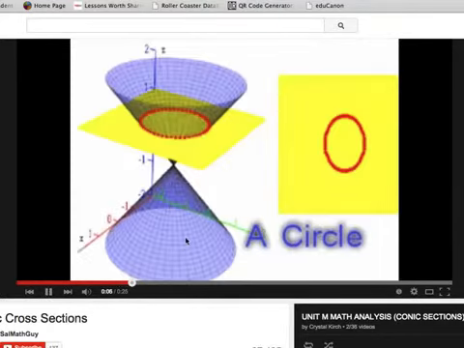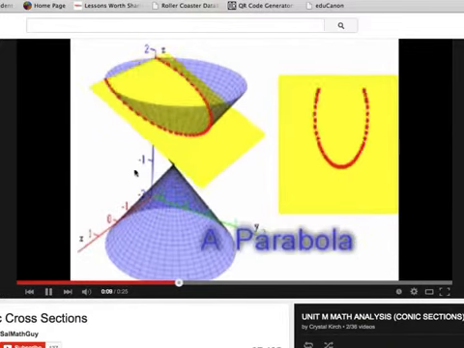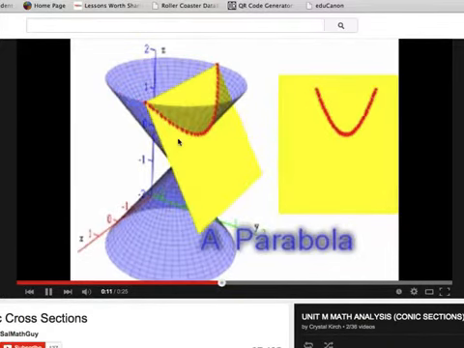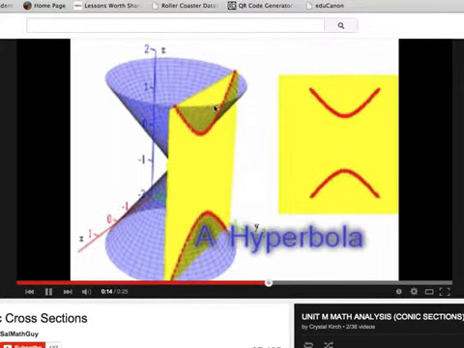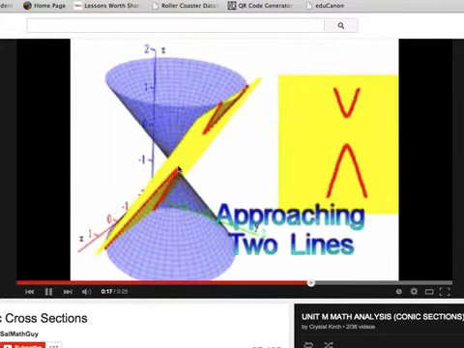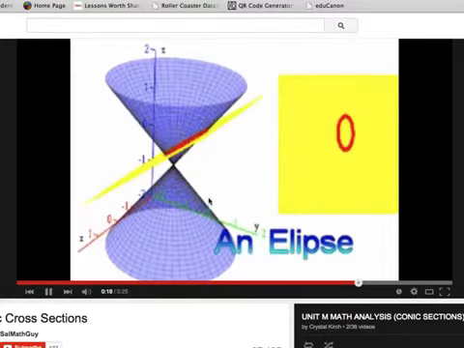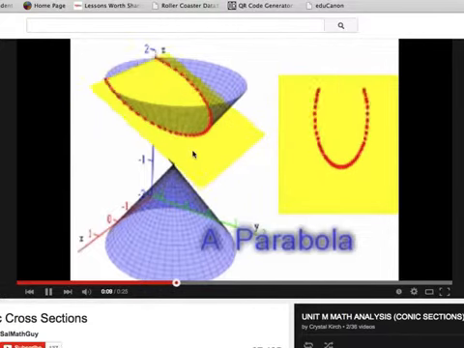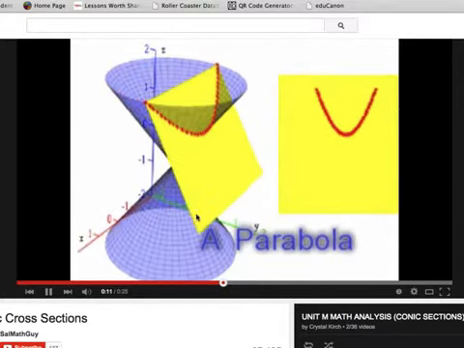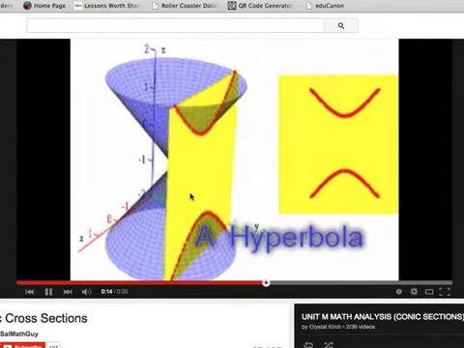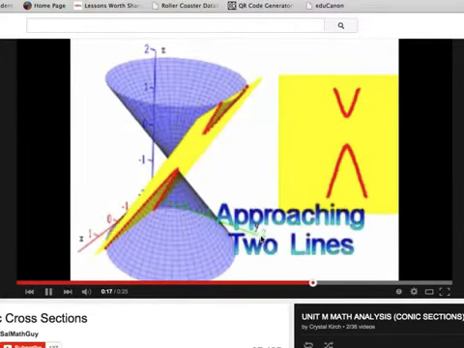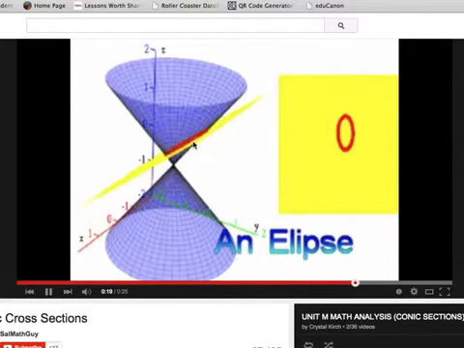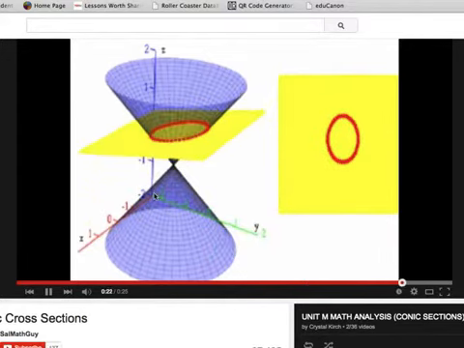Depending on the angle that you cut at, if you're at exactly 90 degrees, then you get a circle. As you're changing the angle of this plane, it changes the type of conic that you're going to get. So let's play that again. Here we have a circle, then an ellipse, then a parabola, and then as the angle is changing, you're going to come into a hyperbola, and then basically we get a line, and then eventually an ellipse again, and then back to a circle.